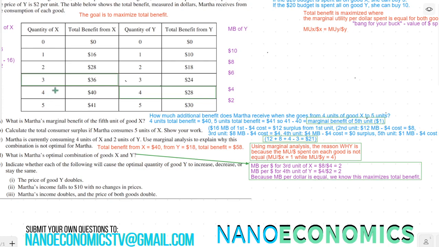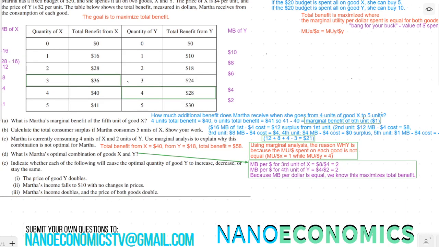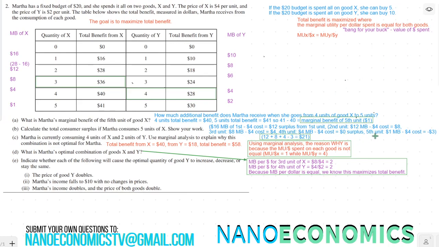So for example, 4 units of good X means going from 3 to 4 units, we end up with $4 in total benefit added. $40 minus 36 is $4 in total benefit added. And there we go. $4 in total benefit, $4 in total cost. Therefore, 4 over 4 is just $1 per dollar in terms of return on the value.